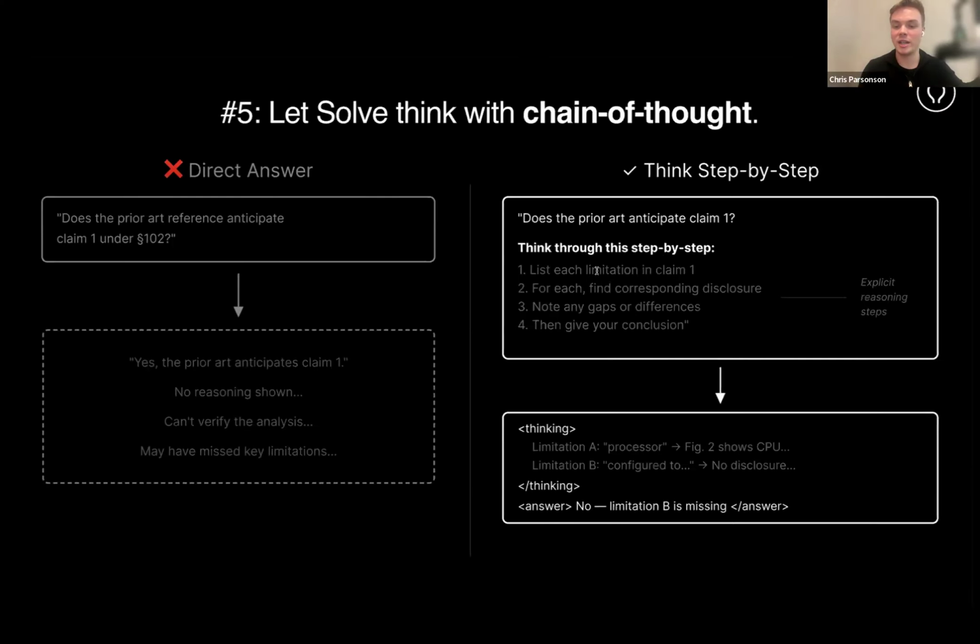Step 1, list each limitation in claim 1. Step 2, for each of those limitations, find the corresponding disclosure. Step 3, note any gaps or differences. And then step 4, give your conclusion. So we're telling the AI the exact reasoning steps, and this can massively help.